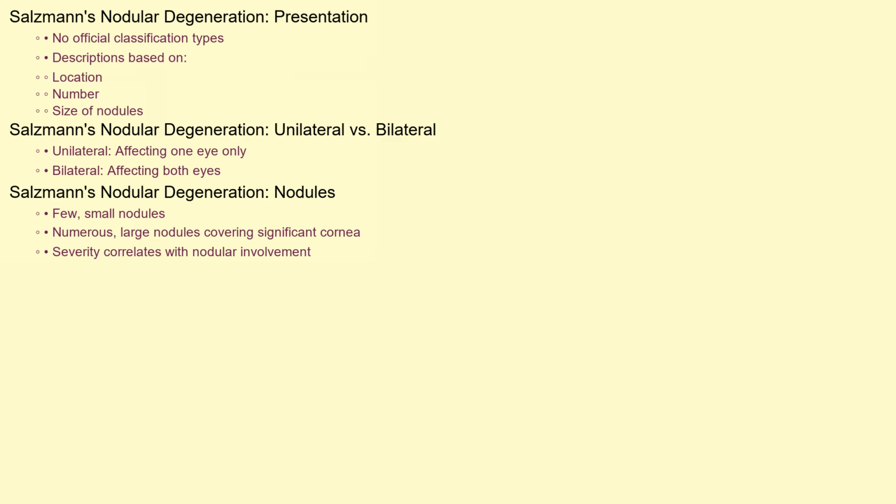While there aren't distinct classifications or official types of Salzmann's nodular degeneration, the condition is often described based on the location, number, and size of the nodules. It can be unilateral, affecting only one eye, or bilateral, affecting both eyes. Some patients may have only a few small nodules, while others may have numerous larger nodules that cover a significant portion of the cornea. The severity of symptoms often correlates with the extent of the nodular involvement.